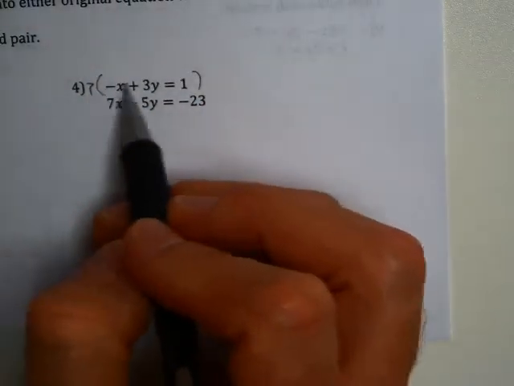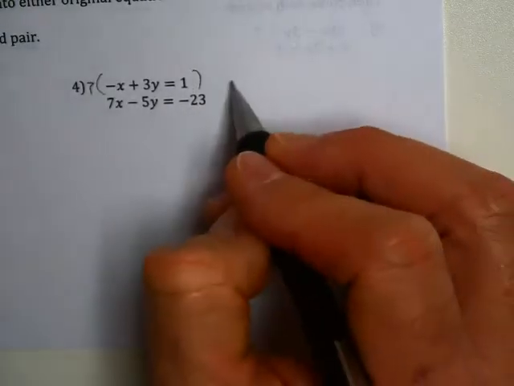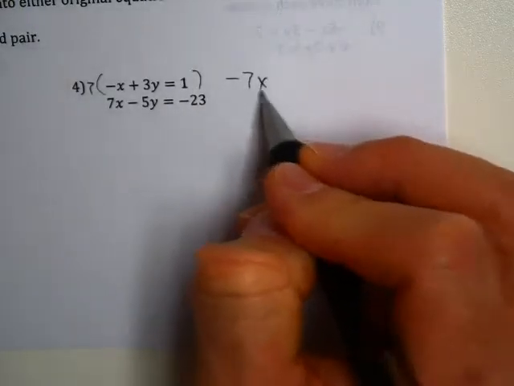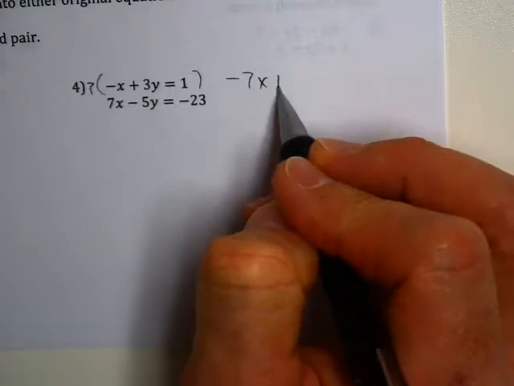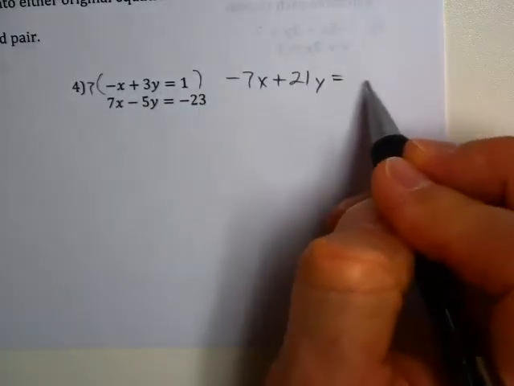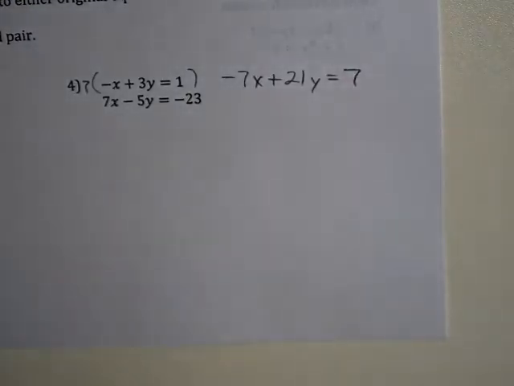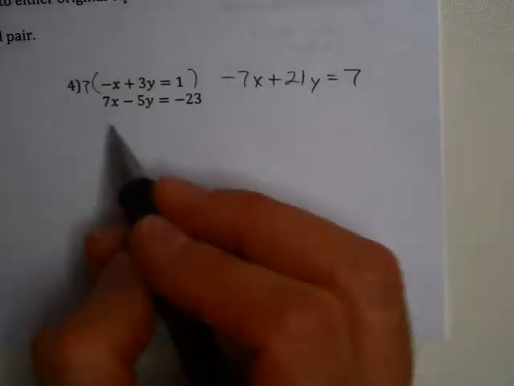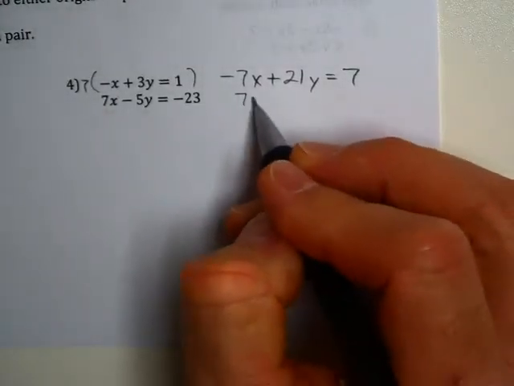So that's going to distribute to everything. So that's going to give me negative 7x plus 21y equals 7. And now I'm going to rewrite this guy. I'm just going to bring it over. I don't have to make any change there.